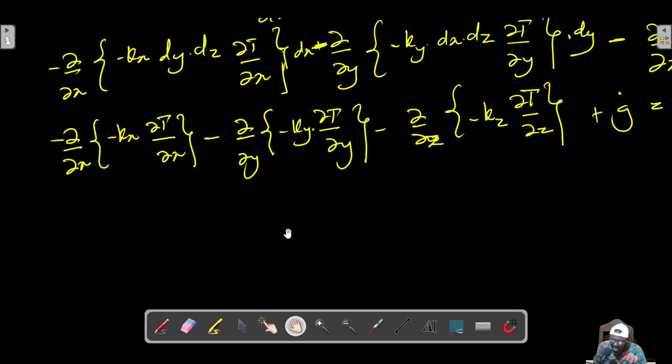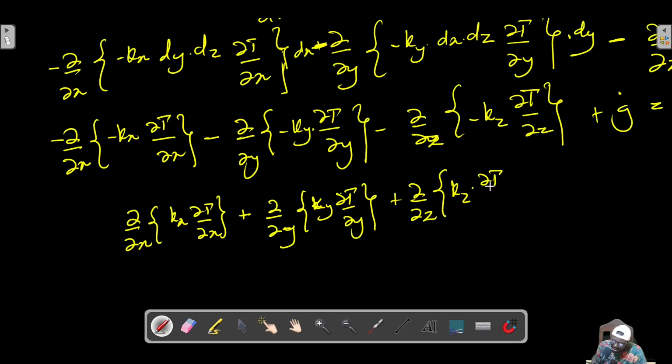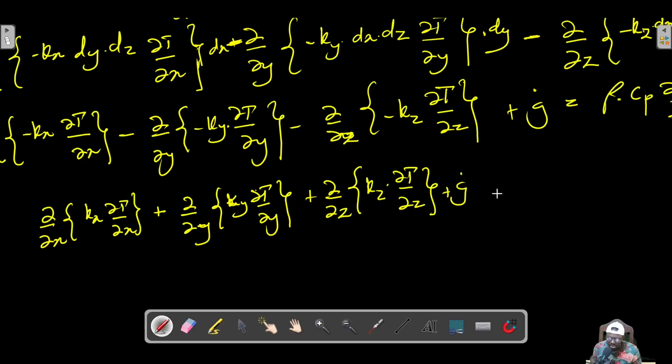It can be written as, negative times negative is positive, so I can say ∂/∂x of (kx ∂T/∂x) plus ∂/∂y of (ky ∂T/∂y) plus ∂/∂z of (kz ∂T/∂z) plus g dot, my heat generation per unit volume, which is equal to my ρ Cp ∂T/∂t.